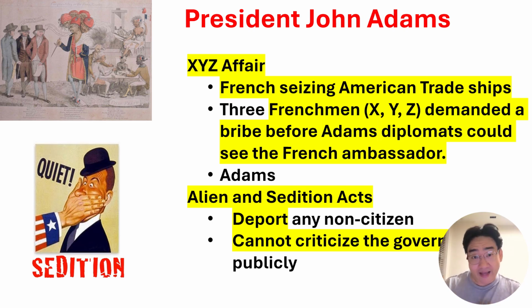So when Adams becomes president, he wants to continue Washington's policy of neutrality, not getting involved in European wars. And there are two events that happen in his presidency: the XYZ Affair and the Alien and Sedition Acts. One thing you need to remember is that John Adams is a Federalist. So he is a lot more biased than George Washington, who is a little bit more in the middle.